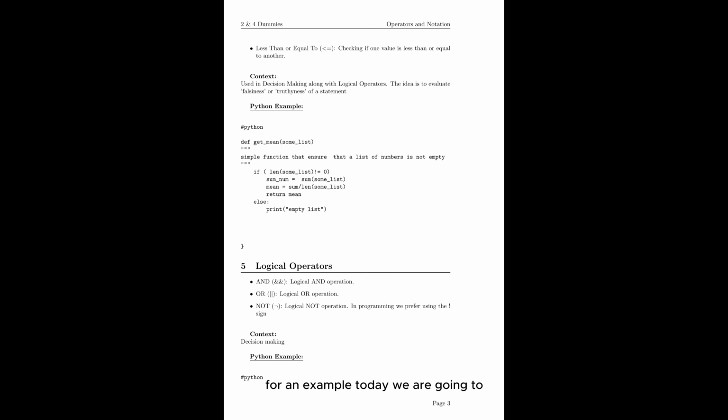So in our Python example, again, we are going to be getting the mean, but this time we are going to be getting it from a list. And this function will only work if the length of the list is greater than 0 or it is not 0. This is going to assist us to avoid a division by 0 error.